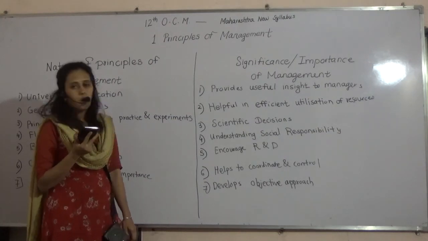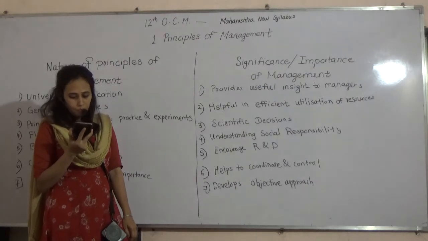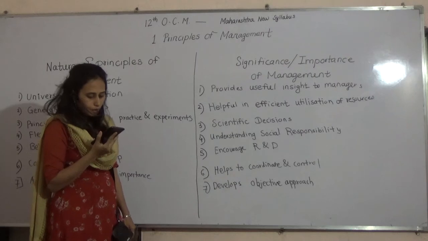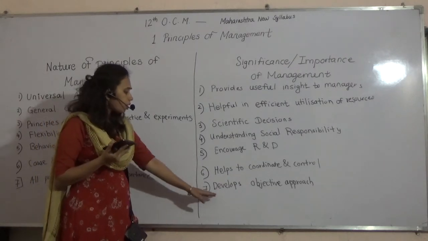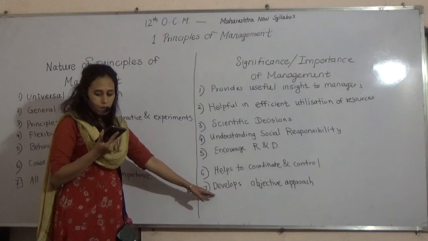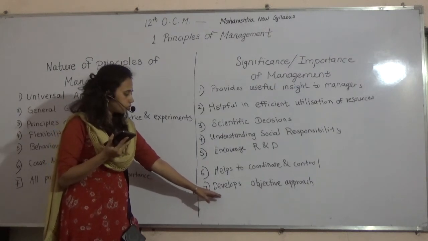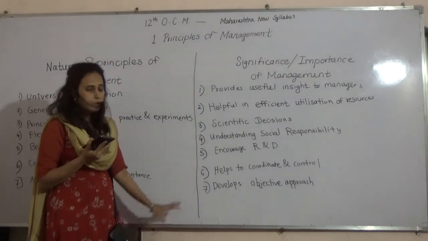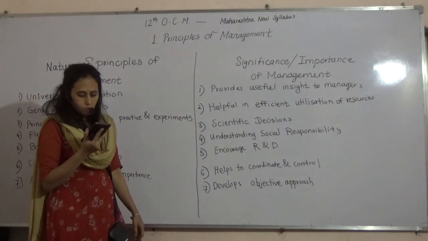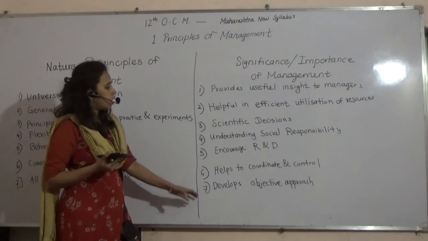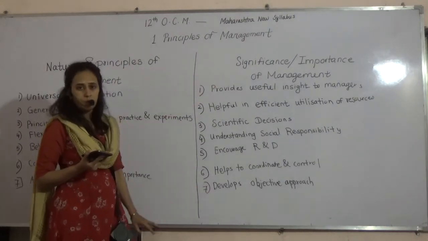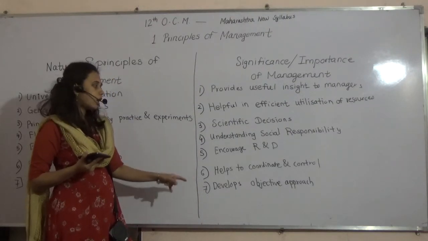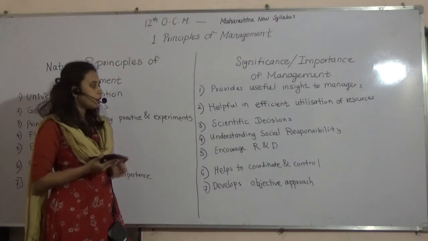Last, develop objective approach. With the help of various principles of management, one can develop an objective approach. A manager can identify business opportunities. He can find out various opportunities. He can find out the causes of problems. He can build the best model to solve these problems. So it builds confidence in his mind, and for this he needs to understand the management principles, management techniques, everything, so that he will be able to handle it nicely.